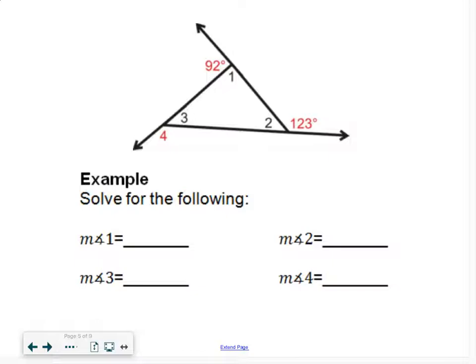So same type of picture. It has exterior angles extending out. They give us 2 exterior angle measures, the 123 and the 92. So immediately I can figure out what angle 1 is, right?